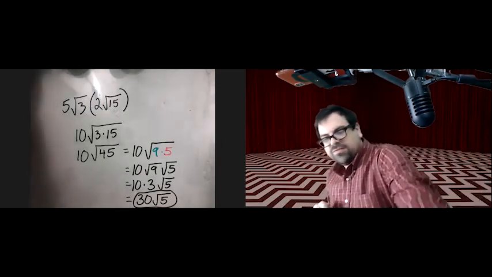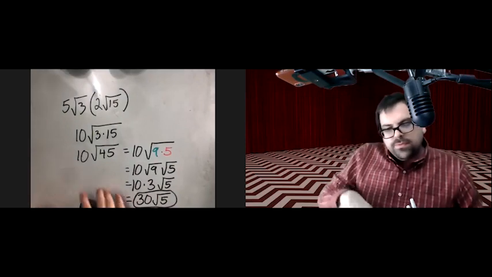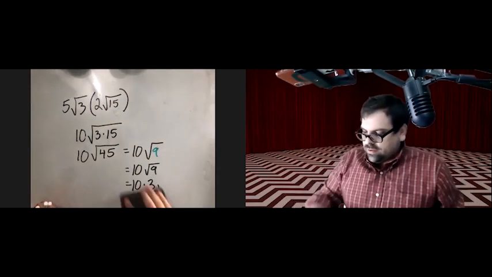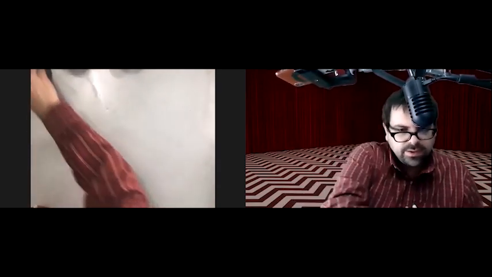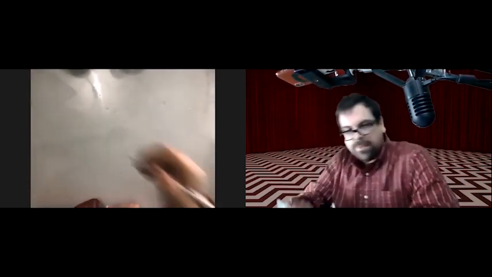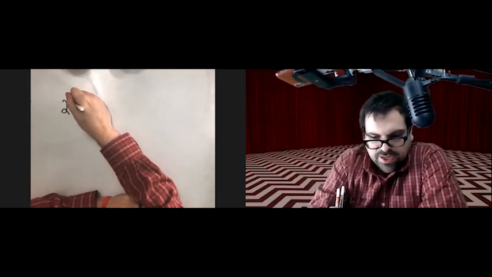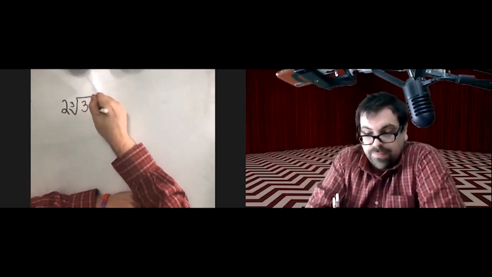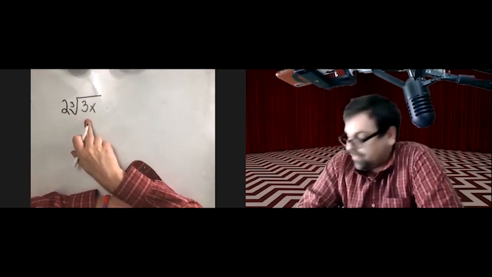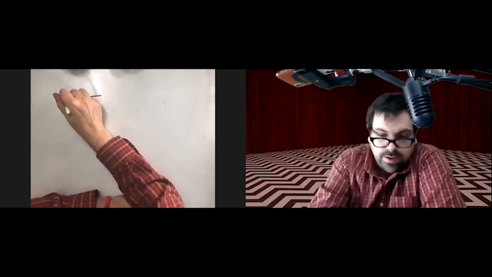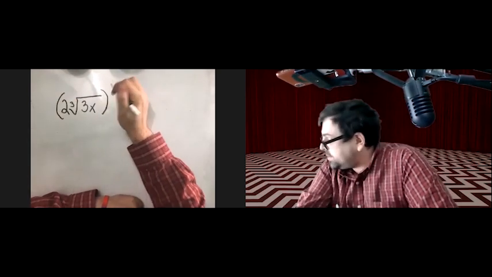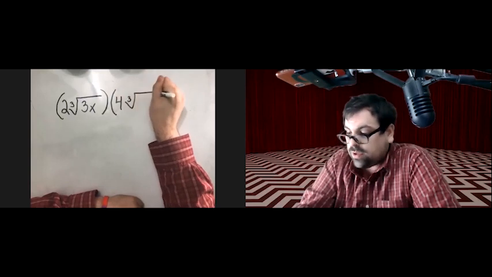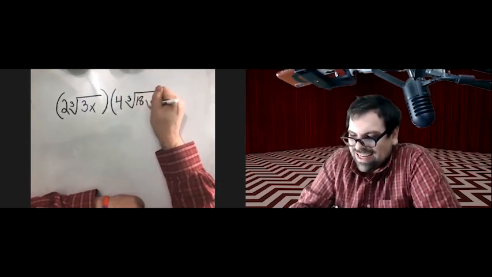Okay, now I'll do the one that involves the x. Multiply the stuff out front together first, and then just multiply your radicals. It's going to look scary. Don't be scared. So the reason I decided to put an extra step in there is because instead of a square root, we're going to have a cube root. 2 cube root of 3x times 4 cube root of 18x squared.